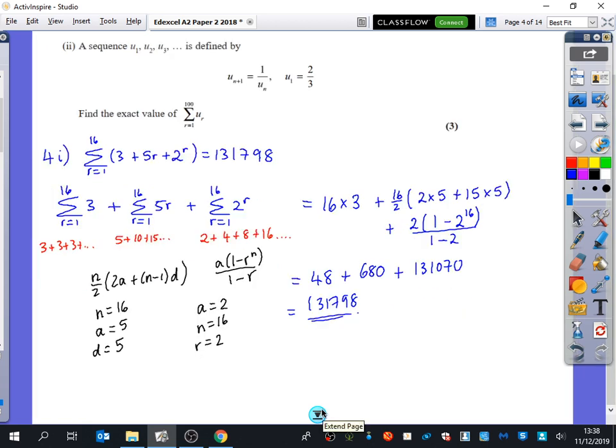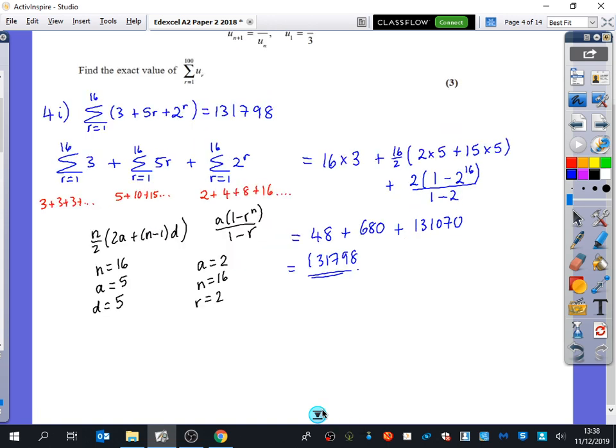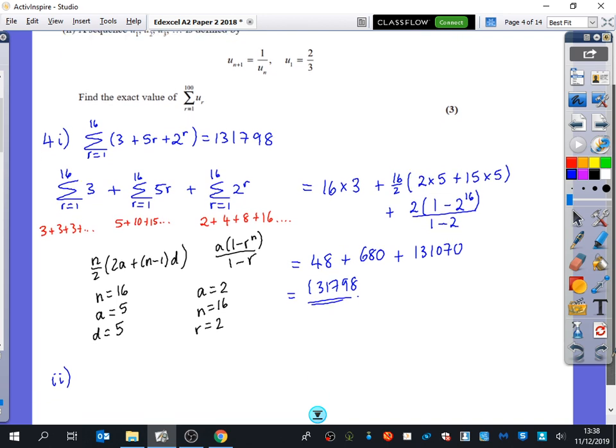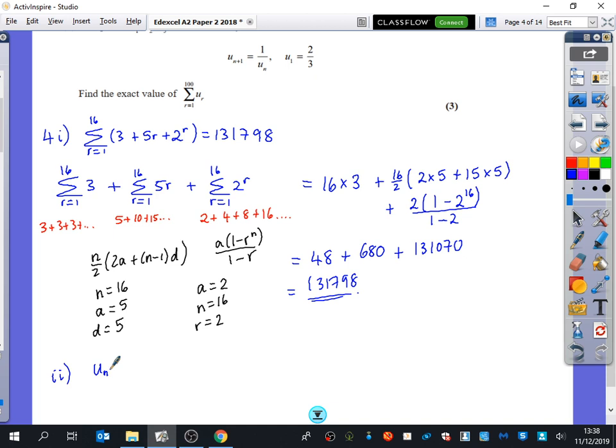For part 2 of the question, we are going to try and find out something a little bit different. It's a different question because it says it's part 2. We've been told that a sequence is defined for U1, U2, U3, so that U n plus 1 is equal to 1 over U n, and the first one in the sequence is 2 over 3. It wants us to find the sum of the series from r equals 1 to 100 of U r.